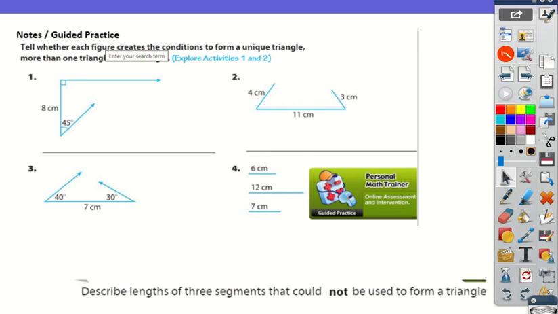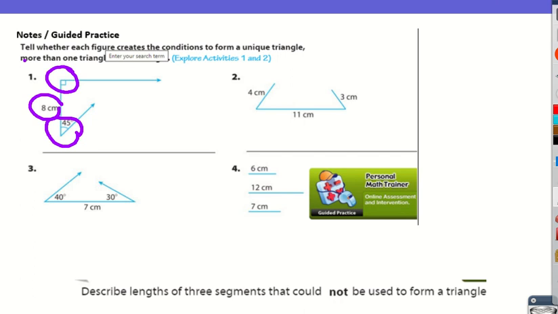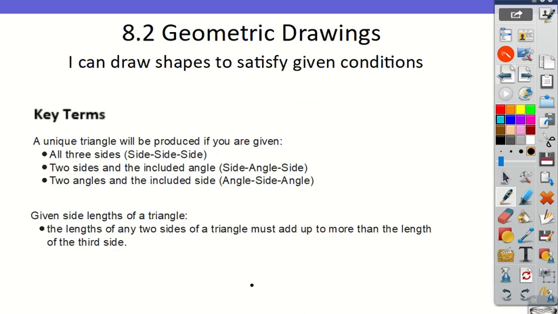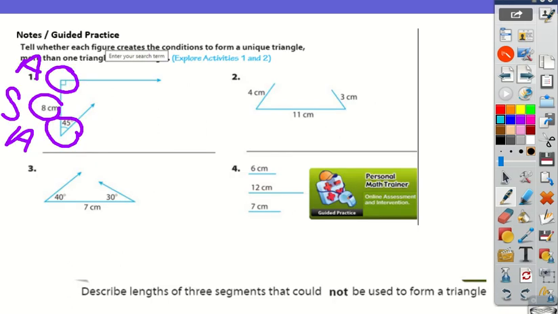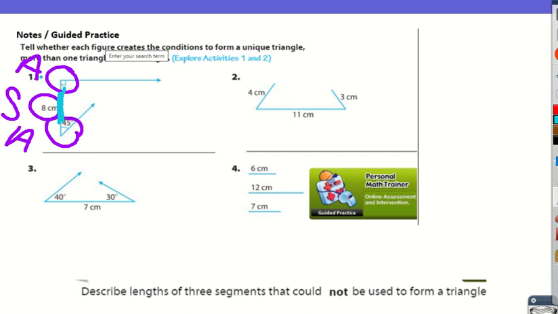Okay, so if we're looking at number one, what do we have here? We have an angle, a side, and an angle. I would even do this because you know that one's 90. You have an angle, side, and an angle. And if you look back at your conditions, which you can do because you have your notes, that means I have two angles and an included side. Here's what we meant by included side. I have two angles, and the included side means it's in between those two angles. So that makes this a unique triangle.